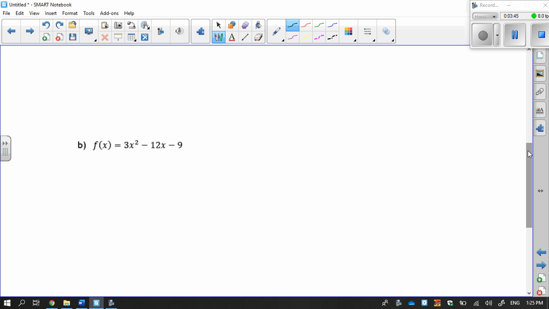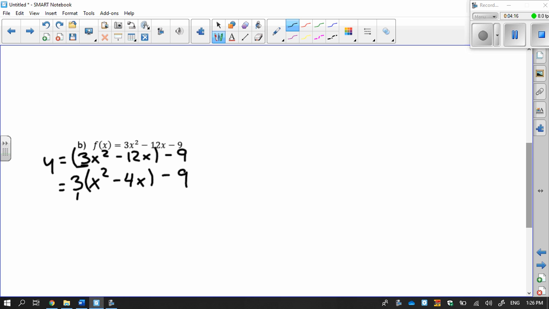Okay? So again, we're going to start by grouping together the ones that we can, which is our 3x squared minus 12x, bracket, bracket, minus 9. Now, we know that something weird is happening here. We know that there's a 3 here. We can factor that out, and we will. So, 3 bracket x squared minus 4x, bracket, minus 9. Now we have this a value. We have an a value. This a value is going to affect what we're going to do here.